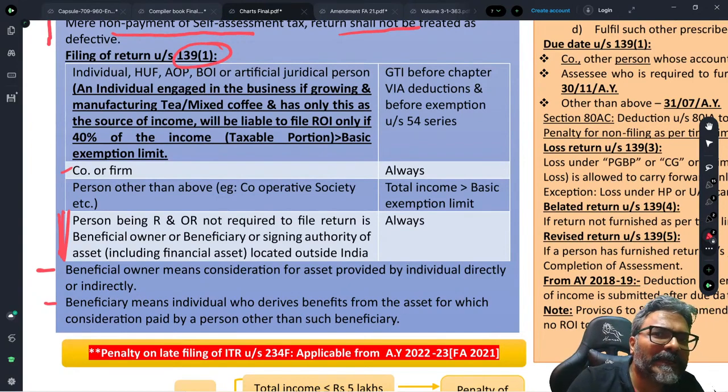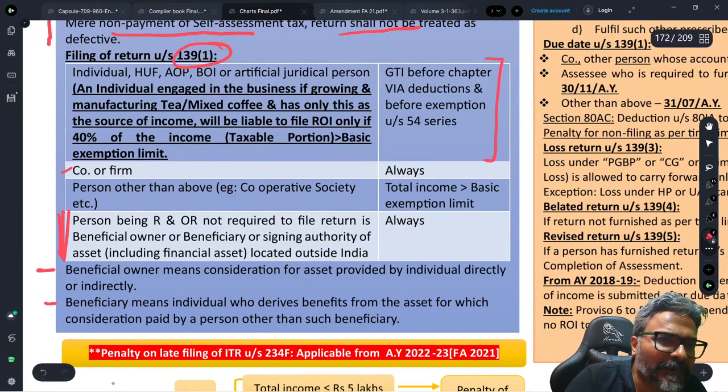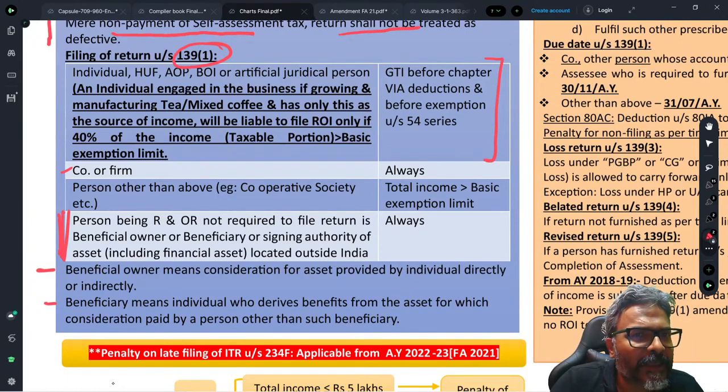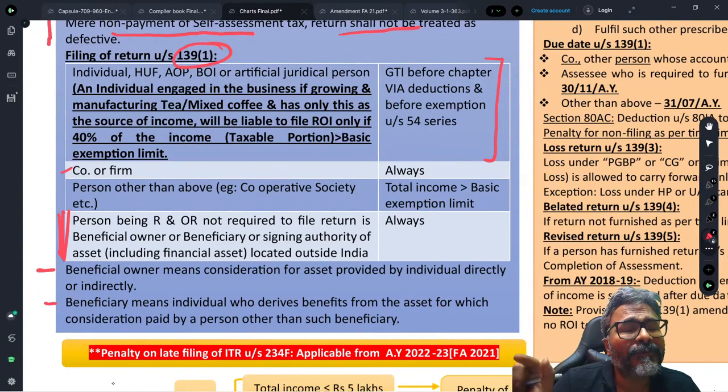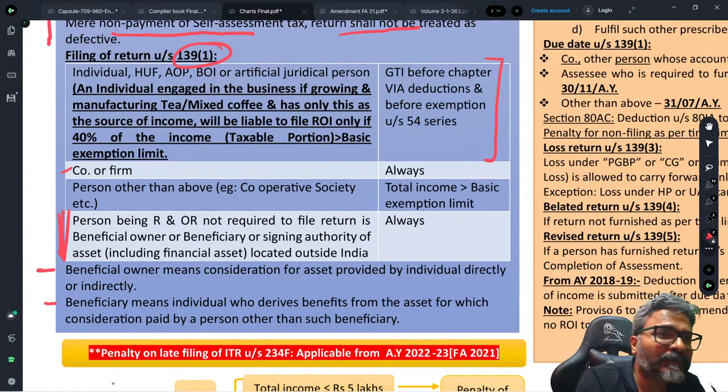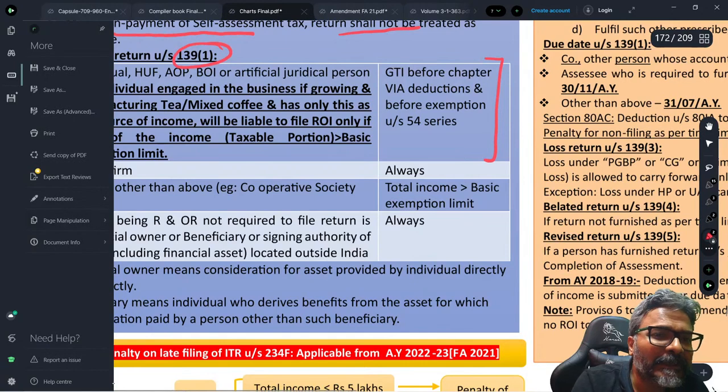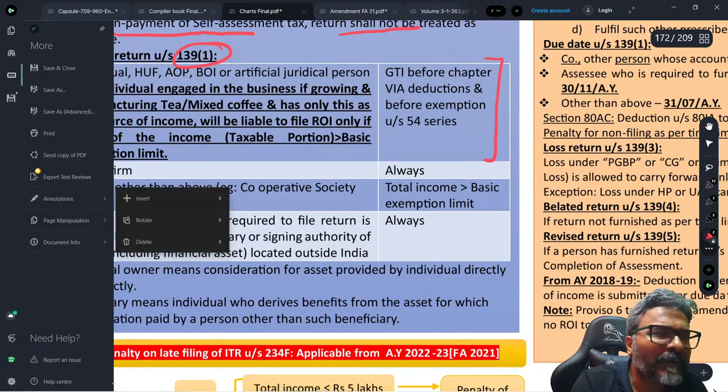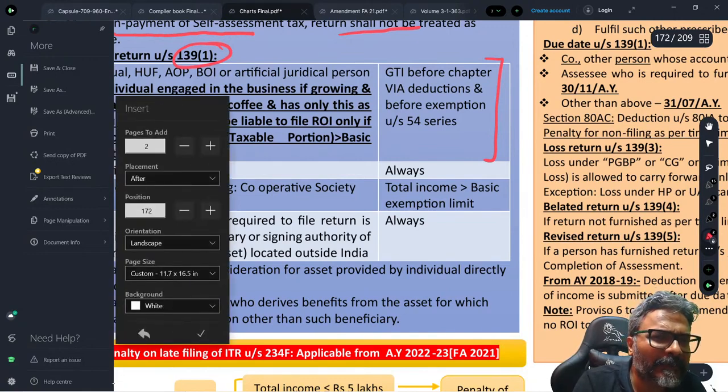Okay, apart from that, students, what else? Apart from that, for the individual, HUF, AOP and BOI, for these categories of persons, the criteria would be when the GTI, be careful students, when the GTI before applying the exemption of 54 series, that will be the benchmark for the purpose of the obligation to file the ROI.